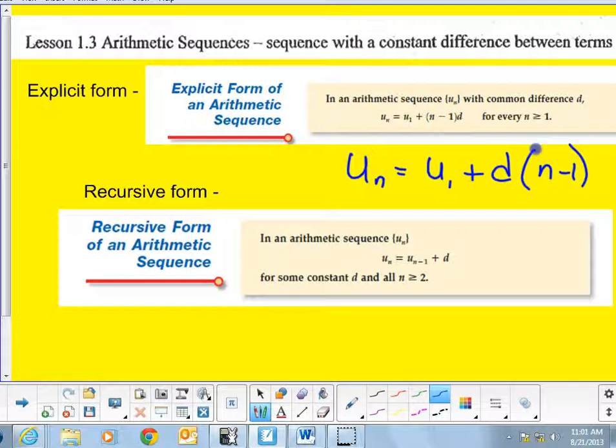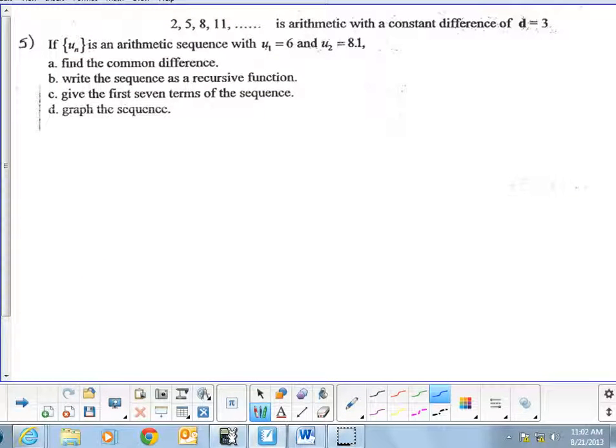So if you want to find the 52nd term, you only need to add how many differences? 51, and you're adding it on to the first term, which is where that comes into play. So that's all review for us. Let's see what we can do with this one.